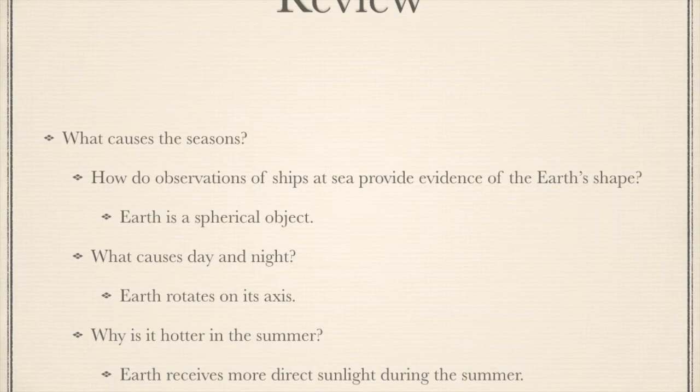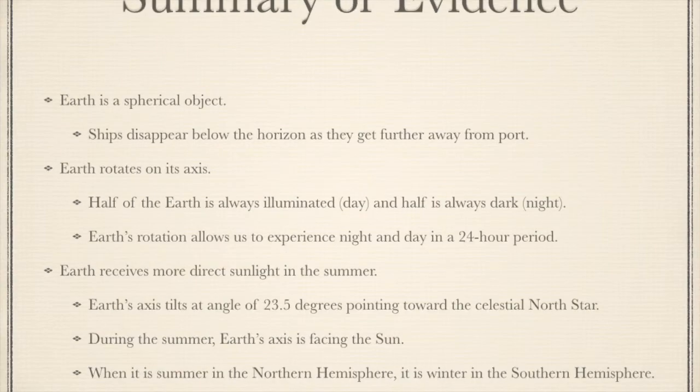So in review, I'd like to go over the focus questions and the guiding questions and the claims. The focus question states what causes the seasons. And along the way, we use these guiding questions. How do observations of ships at sea provide evidence of the Earth's shape? What causes day and night? And why is it hotter in the summer? Below those questions are the claims that I made based on evidence. And the summary of that evidence is shown right here.